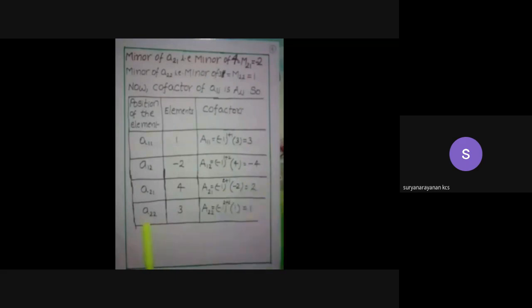Right. Now A22, second row second element, it is 3. Its cofactor is denoted by capital letter A22, that is equal to (-1) to the power 2 plus 2 into its minor. What is the minor of 3? 1. So we wrote here 1. By simplifying these numbers we get here 1. Understood the cofactors of all 4 elements like this? Okay, my dear children? Right.